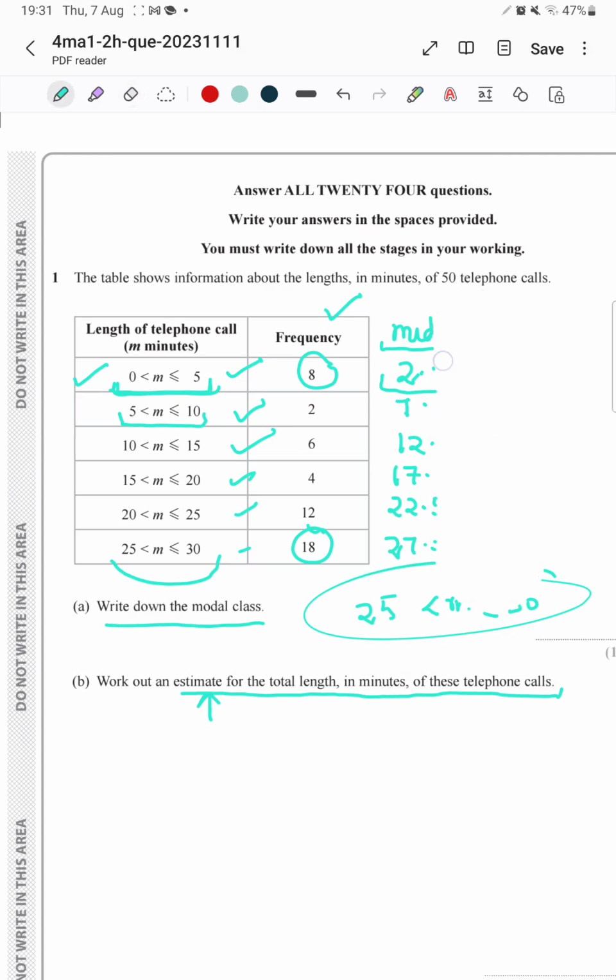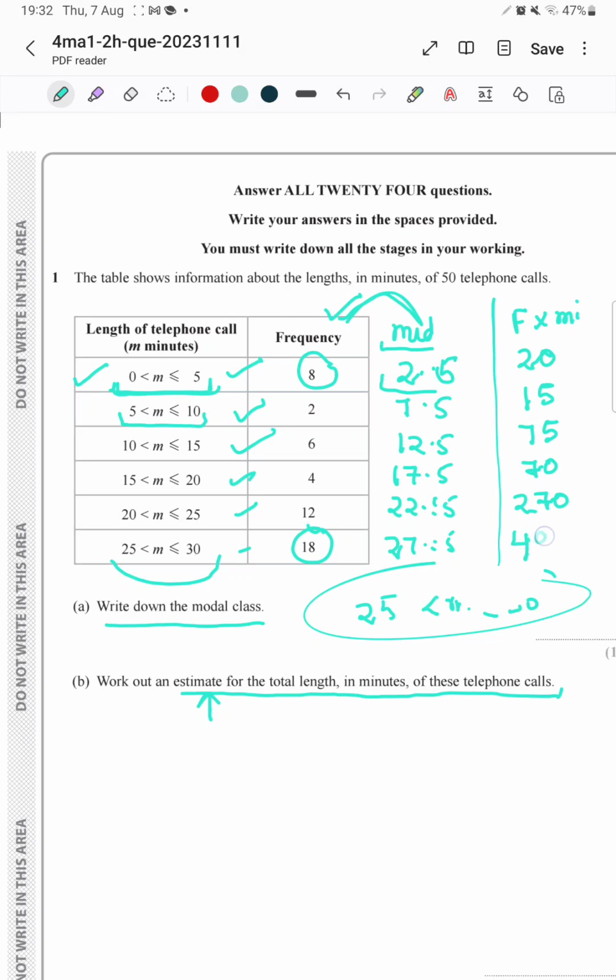So what will be the length here? To find the length, we need to multiply these two values, so it will be frequency multiplied by the midpoint value. The first value will come out as 20. The second value will come out as 15. The third value is 6 times 12.5, which is 75. Then 4 times 17.5, which is 70. The next value is 12 times 22.5, which is 270. And the last value, 18 times 27.5, which is 495.